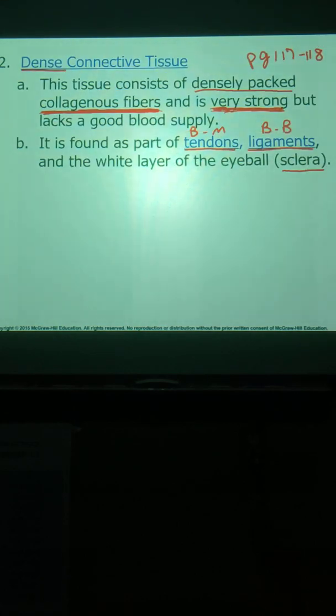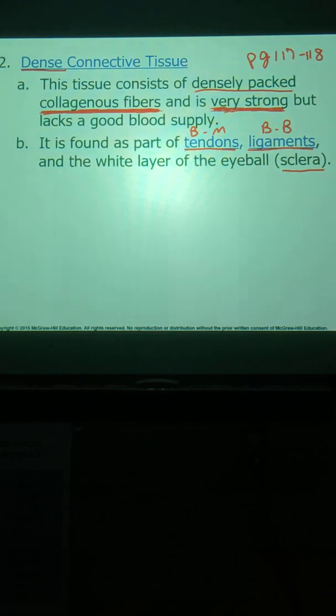Dense connective tissue, opposite of loose. So for loose, the tissue would look like a handful of toothpicks that you had dropped on the table and the fibers scatter everywhere. Here, dense would be, instead of dropping the toothpicks, you would be holding them in your hand. Open your hand and look. They're all tightly packed and stacked on one another. That's what dense connective tissue looks like, although it can have kind of a wavy pattern to it.